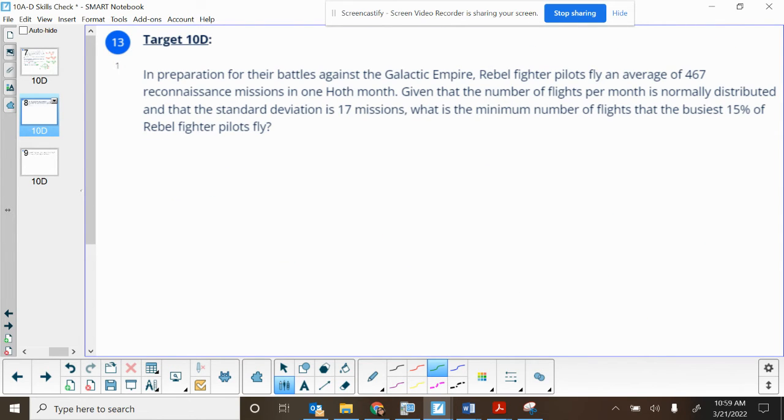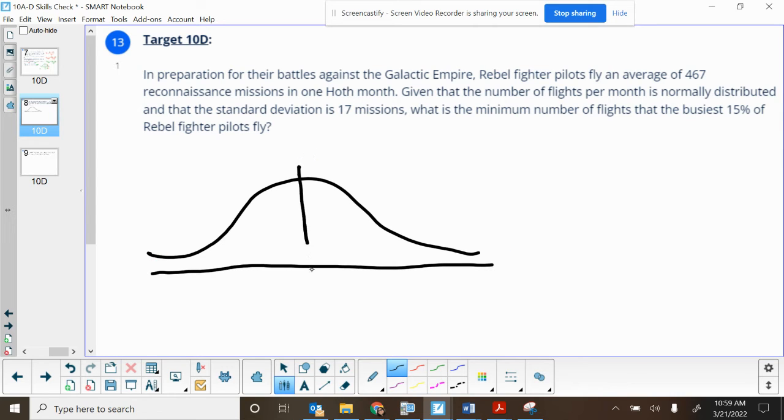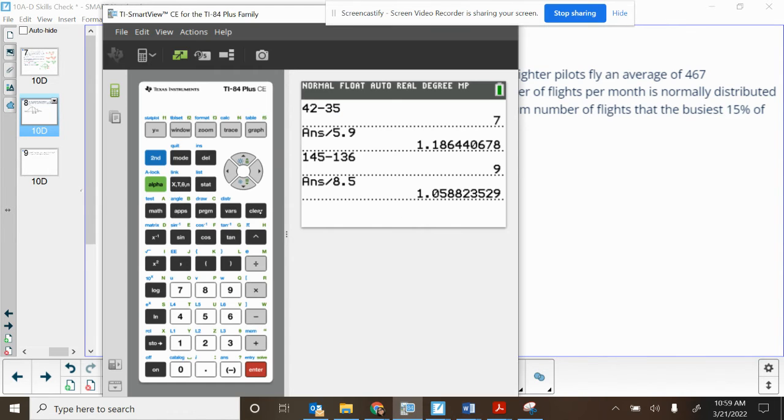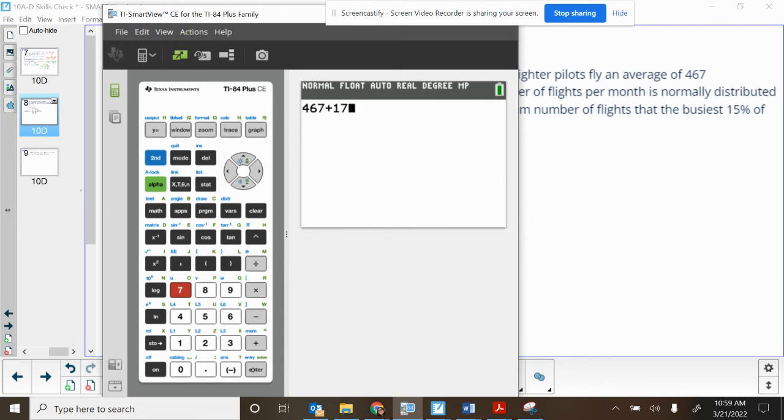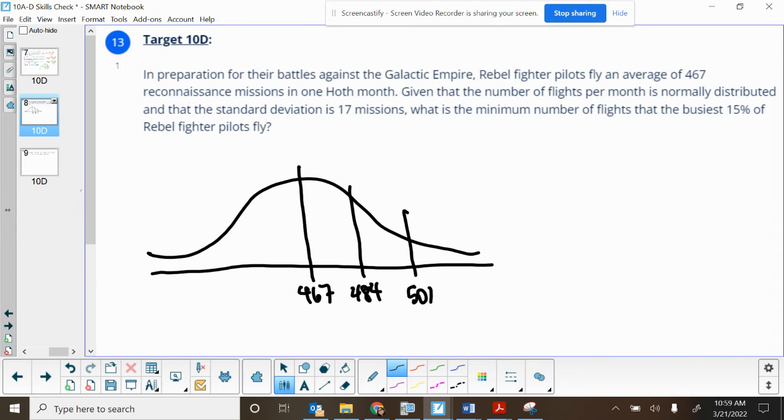So this one about the Galactic Empire, I am going to draw the curve and add in all the numbers that I need. Okay, so the average is 467, and then the standard deviation is 17, so I'll add 17. So 484. I want to double check that I did that right. 467 plus 17, and then plus another 17, 501. This one's 450, and then minus another 17, 433.